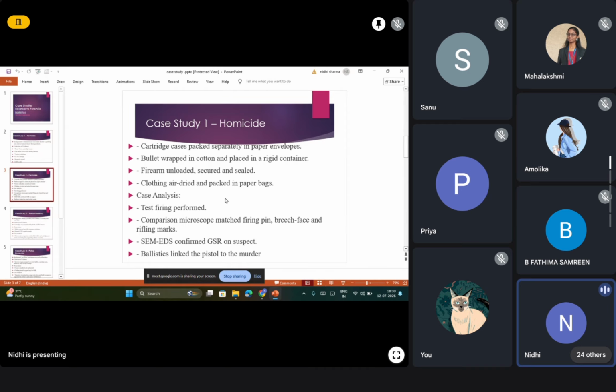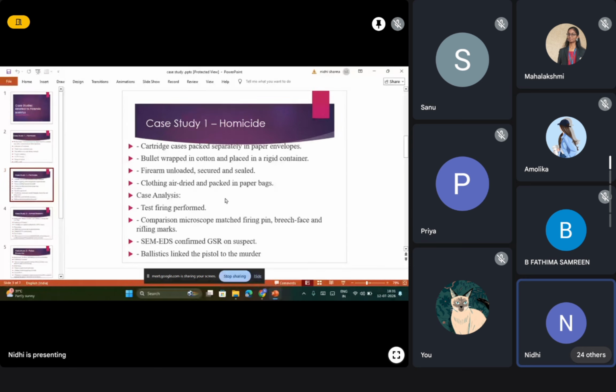Ballistics linked the pistol to the murder. Now, how did ballistics link the pistol to the murder? Obviously, we used IBIS, the Integrated Ballistic Identification System. We gave the data to IBIS, and then IBIS determined whose pistol it was.